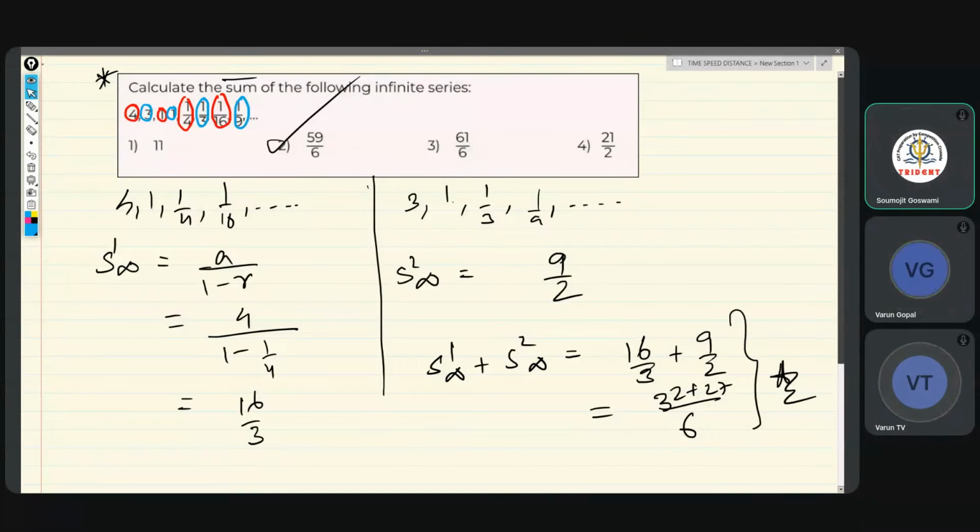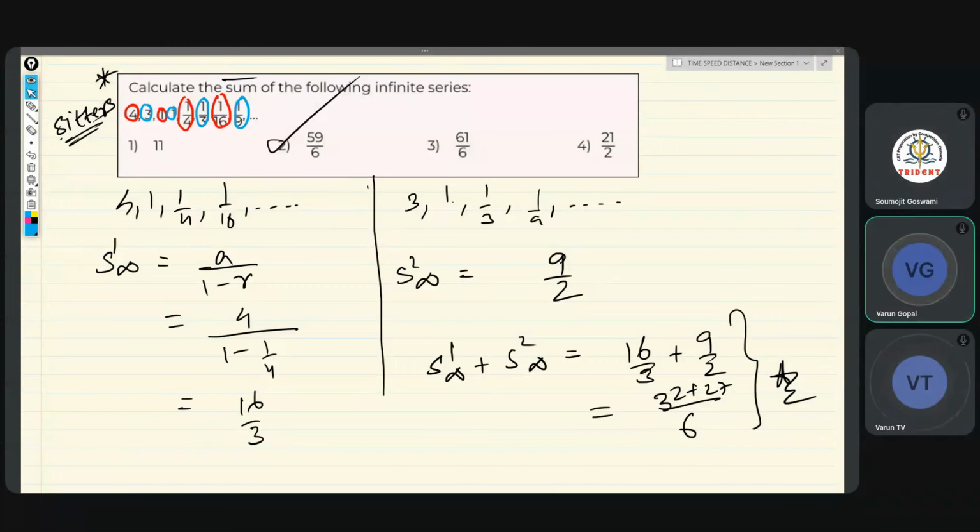This is what happens to you in CAT. These are actually sitters modeled as a difficult question. And Varun was the first guy who said that, sir, there is a pattern. So you need to look out for a pattern. And this is what mock tests and practicing questions do to you. It basically gives you some patterns, right?